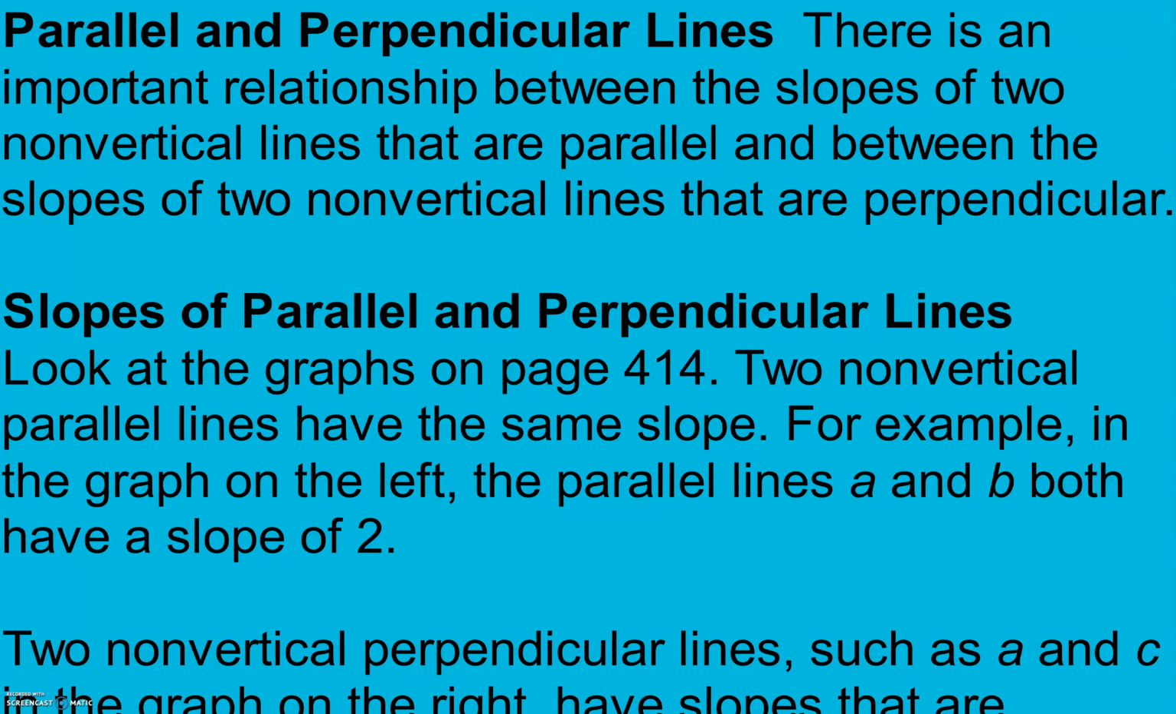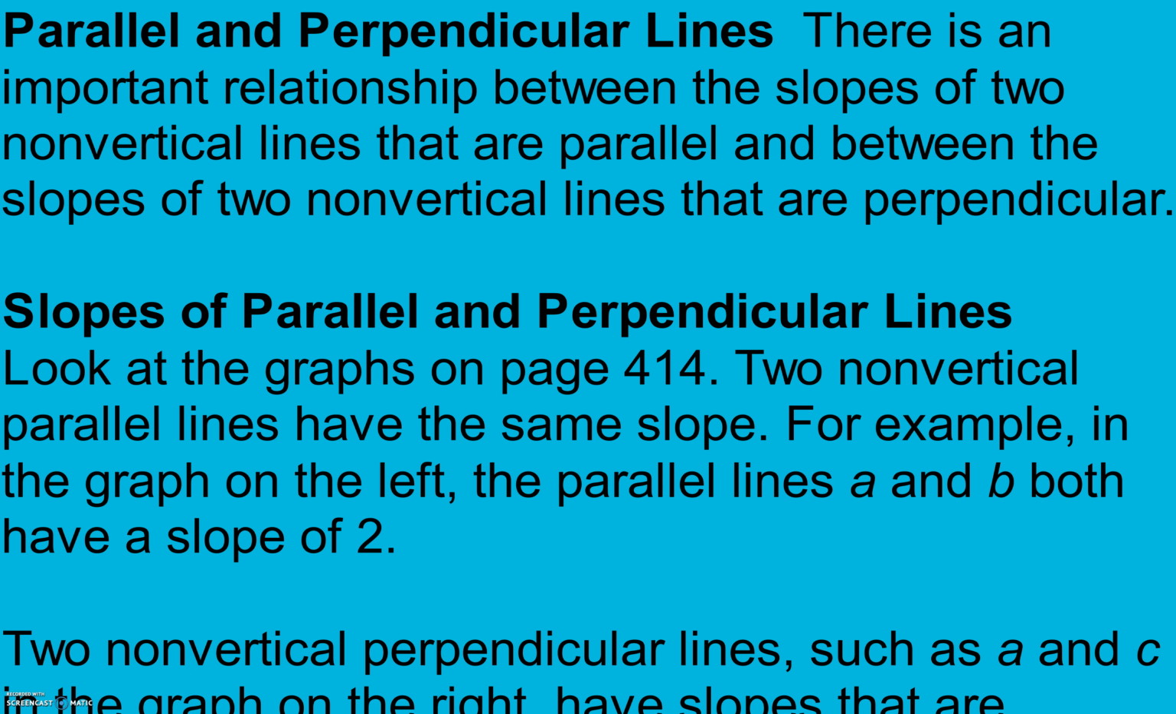Continuing on with section 8.5, we have parallel and perpendicular lines. There's an important relationship between the slopes of two non-vertical lines that are parallel and between the slopes of two non-vertical lines that are perpendicular. Remember, perpendicular lines intersect and form 90-degree angles.